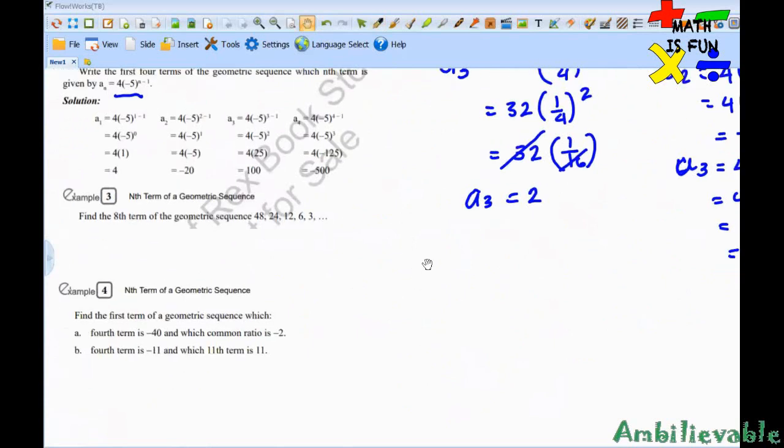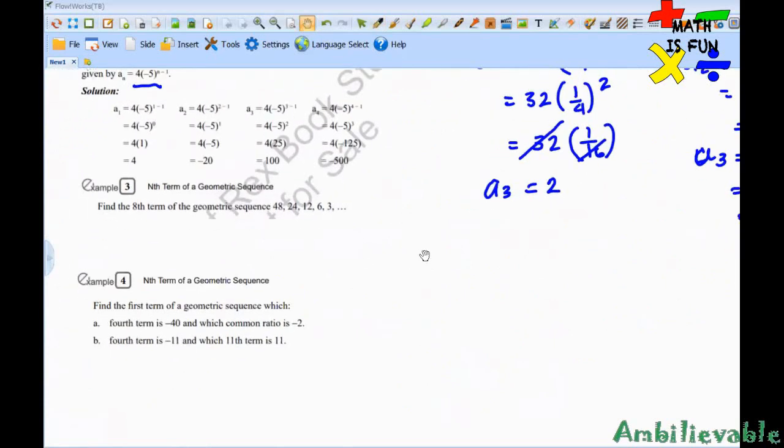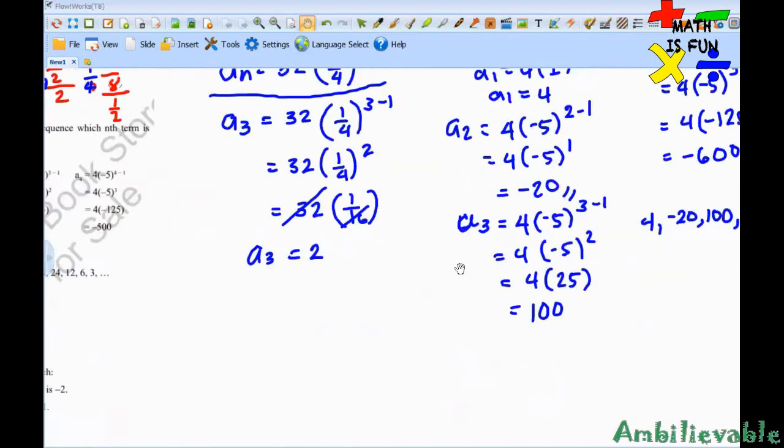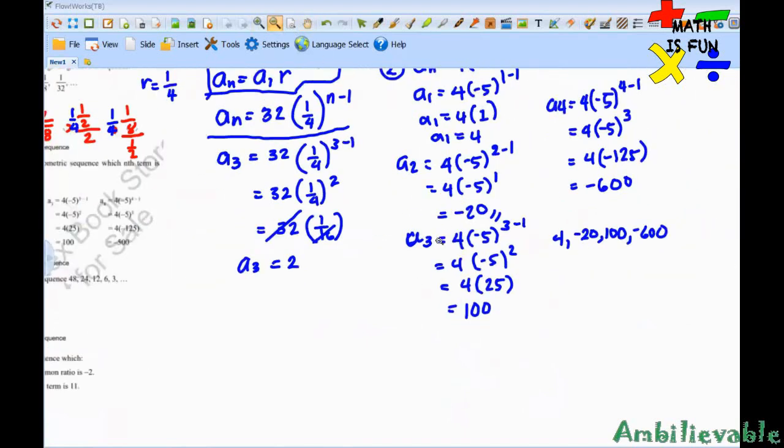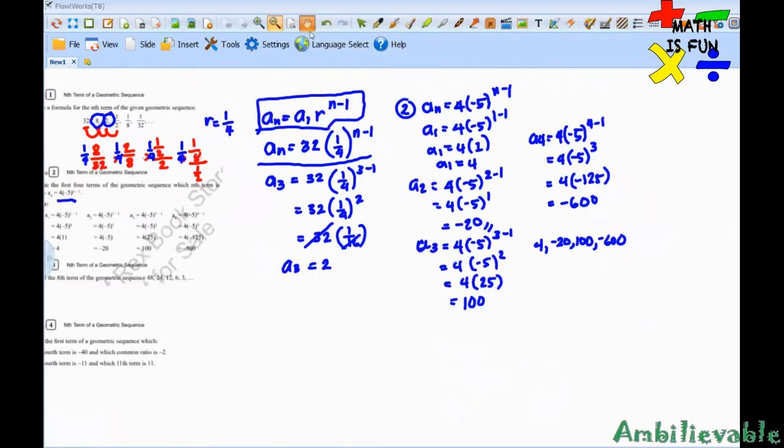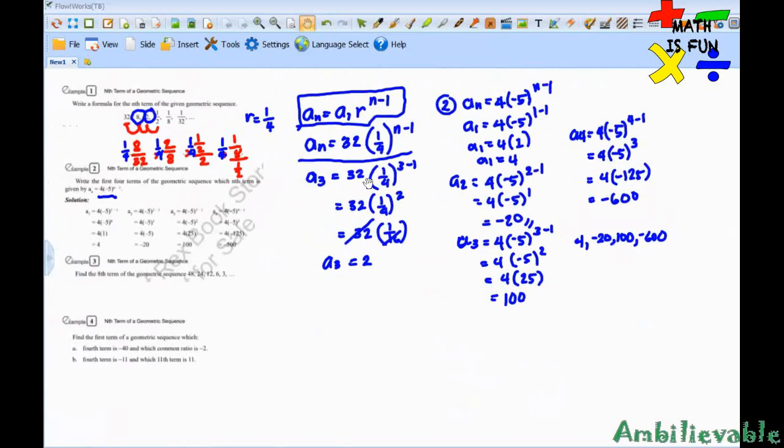Find the 8th term of the geometric sequence 48, 24, 12, 6, and 3. So he's still copying, right? Okay, continue copying there. So find the 8th term, number 3. We have the 8th term of this geometric sequence 48, 24, 12, 6, and 3. We are looking for the a sub 8.